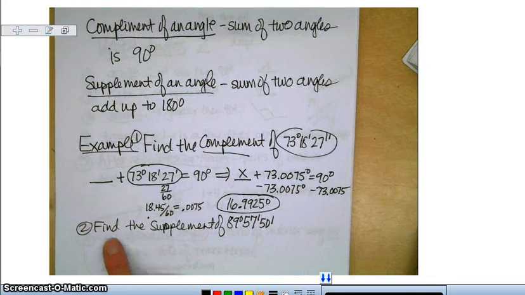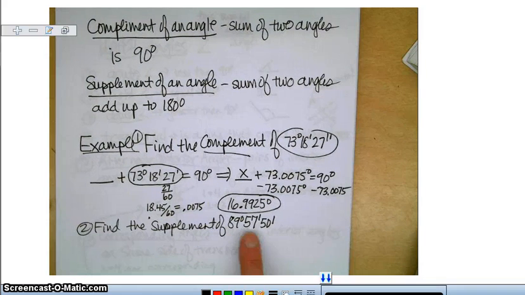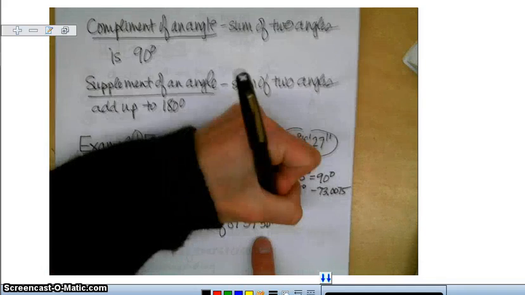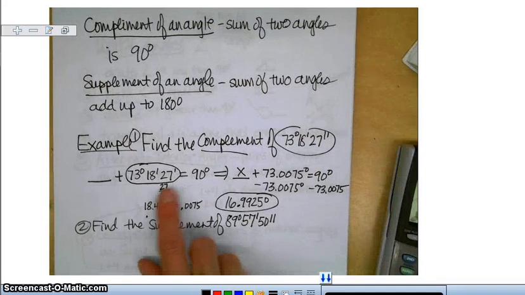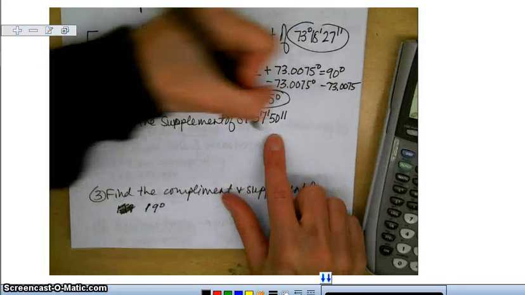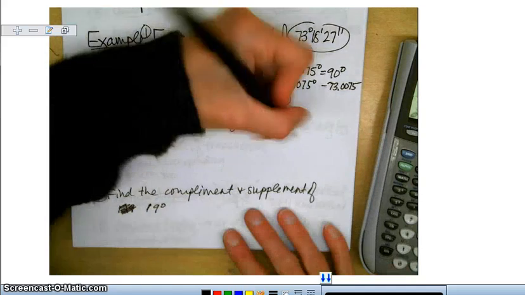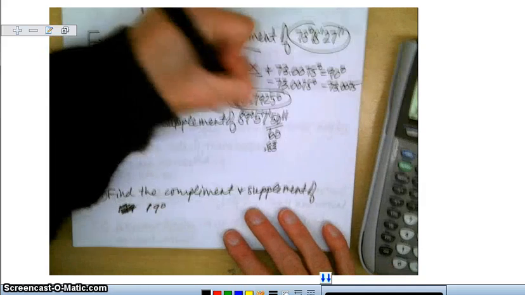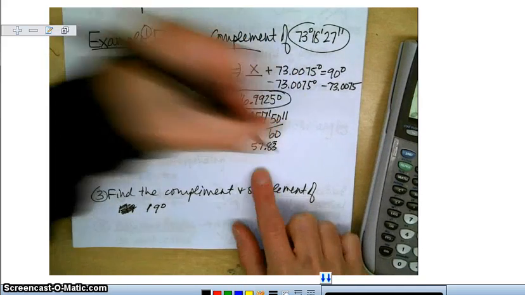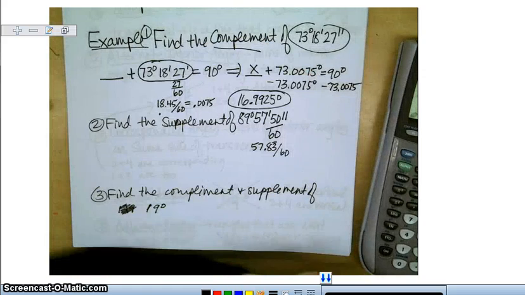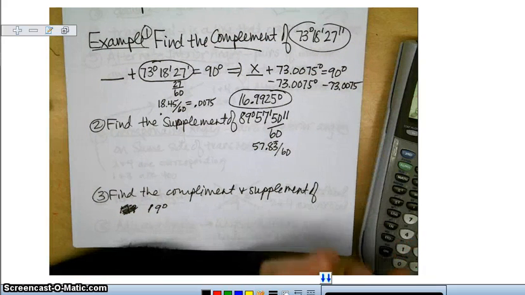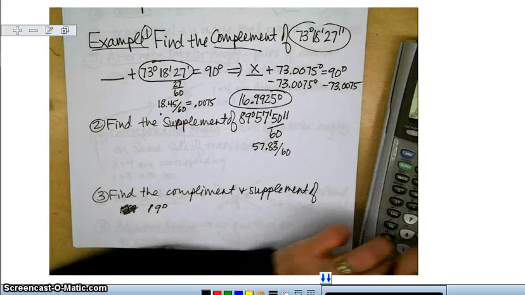So now we want to find the supplement of 89 degrees, 57 minutes, 50 seconds. So again, I'm going to do the same thing I did up here. I'm going to change this into degrees, minutes, and seconds. So I'm going to divide this by 60. So 50 divided by 60 is 0.83 repeating. So I have 57.83 repeating. Divide that by 60. So plus 57 on my calculator, and then divide by 60.